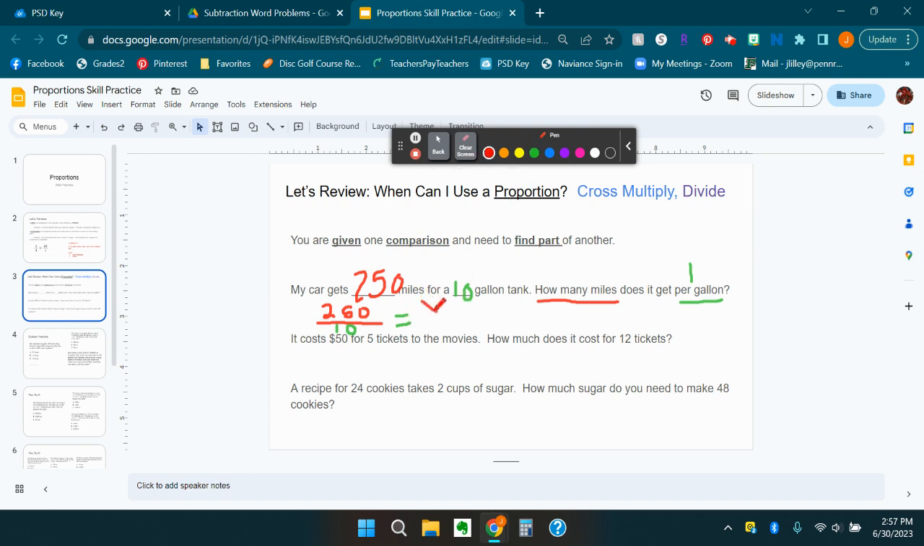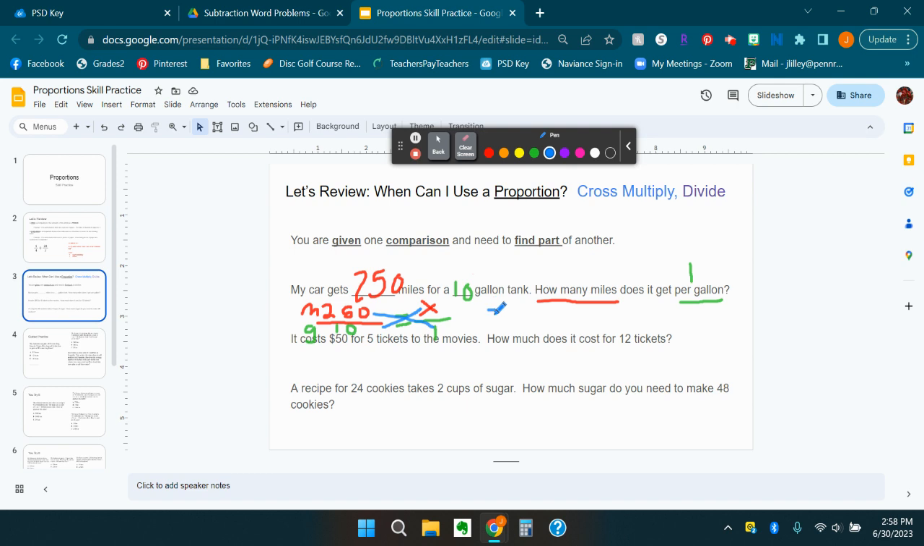I don't know how many miles, but I'm going to keep miles on top because I had miles on top in my first fraction, and gallons on the bottom. I don't know how many miles it gets for 1 gallon. But notice miles on top, gallons on the bottom. Now I can cross multiply and divide.